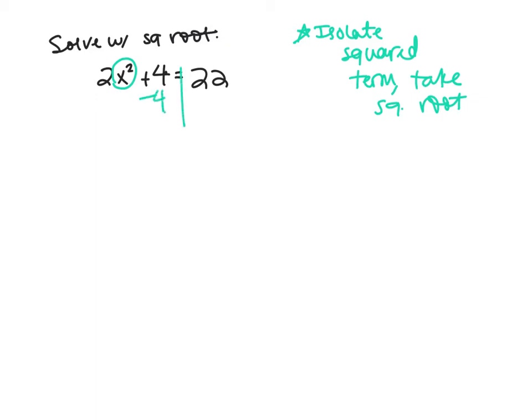So first we would move this 4 to the other side. So that gives us 2x squared is 18. Again, before we can take a square root, we have to get the term completely by itself. So unless there's parentheses, it should just be the x squared term. And x squared, 18 divided by 2 is 9.